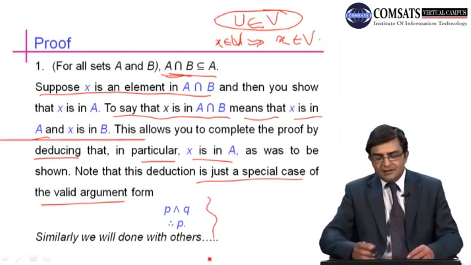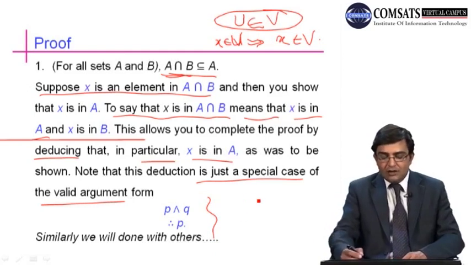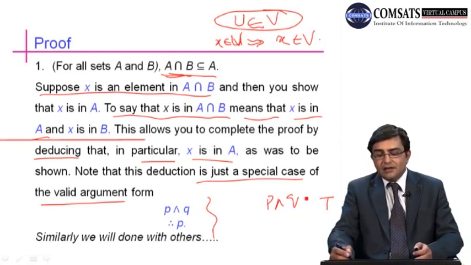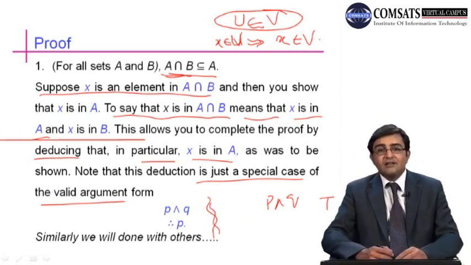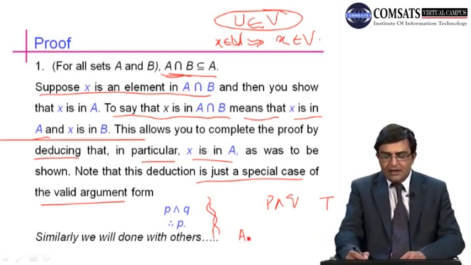Note that this deduction is just a special case of valid argument, as we have discussed in logic. We can conclude that if P and Q is true, then P is also true and Q is also true, because if one of P and Q is false, then this whole conjunction will be false. So by using this argument, we can deduce that A intersection B is a subset of A.